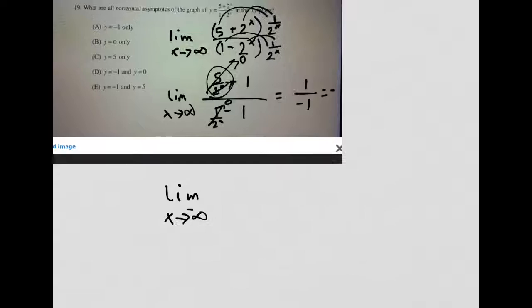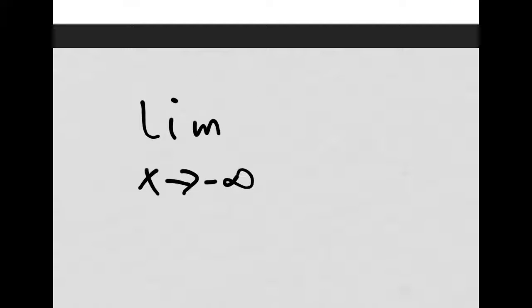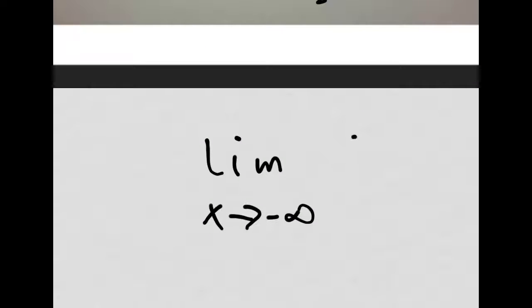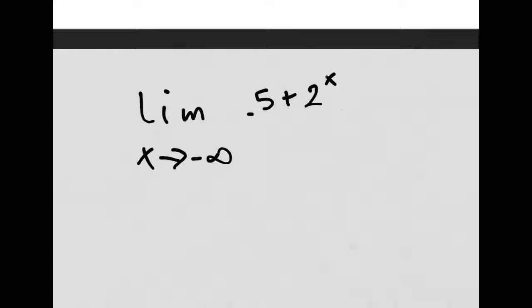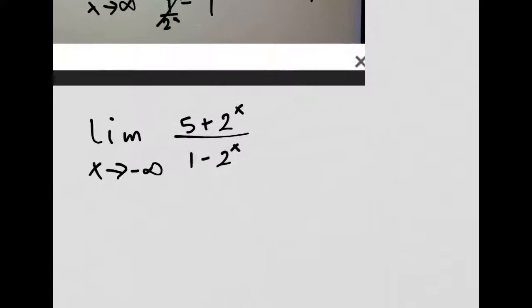So if x approaches negative infinity, this is what's going to happen. So that's negative infinity. That's not from the left side. I'll make it look better. And I'm doing 5 plus 2 to the x, and then 1 minus 2 to the x. Is that true? Yes. Okay.